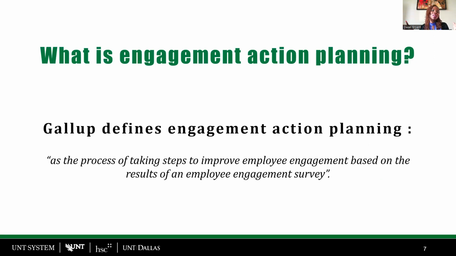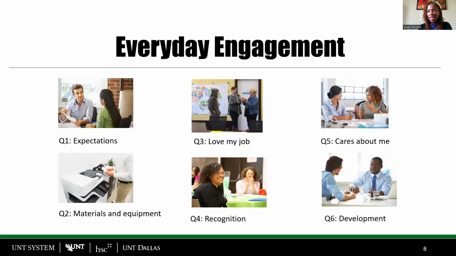So, what is the buzz around what is engagement action planning? Well, Gallup defines it as a process for identifying and addressing the root causes of low employee engagement. And so it's taking those steps to improve employee engagement based on the results of the employee engagement survey. And so let's think about how we can normalize engagement conversations. Here we want to think about it in the context of everyday engagement.